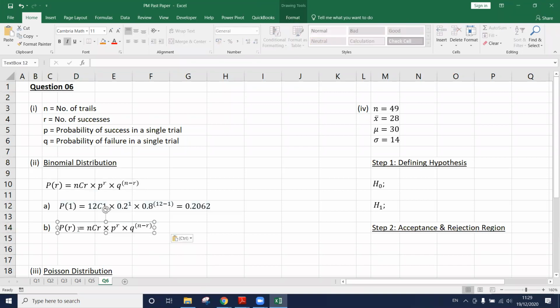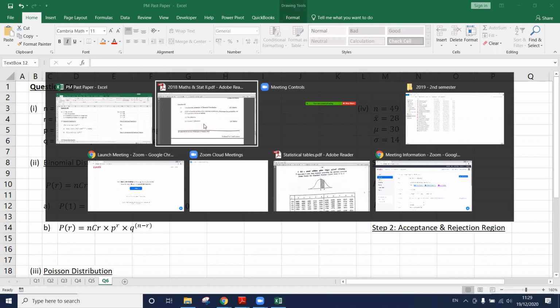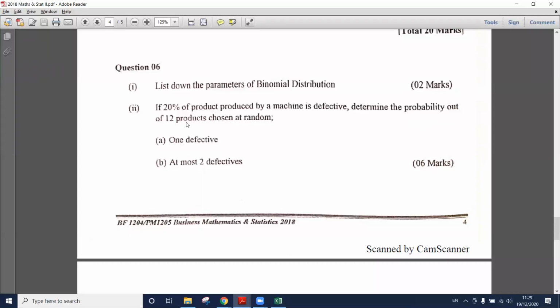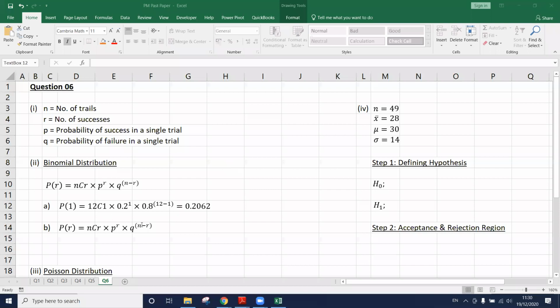Then part B. Determine the probability out of 12 products chosen at random, at most two defective. You need to be careful with these words: at most, at least. At most two defectives. Upparima vashayen defective items tiyenna puluwang dekak vitarai. Upparima vashayen dekai. Kiyuwothin what are the things we need to consider?